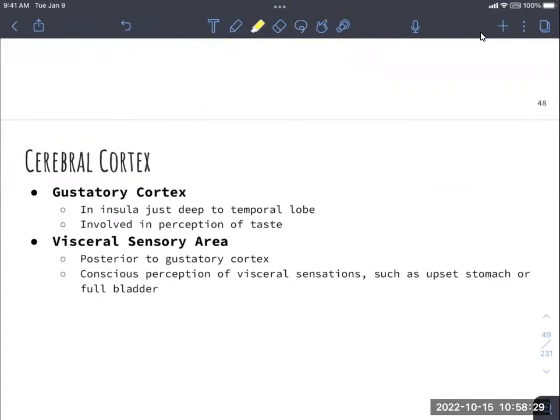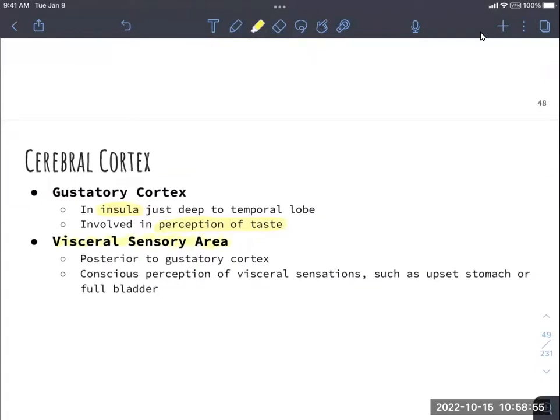Gustatory. Gustatory is your taste. It's in that insula. And it allows you to know what you're tasting. Aware of tasting something, what you're tasting, all of that comes from that gustatory cortex.